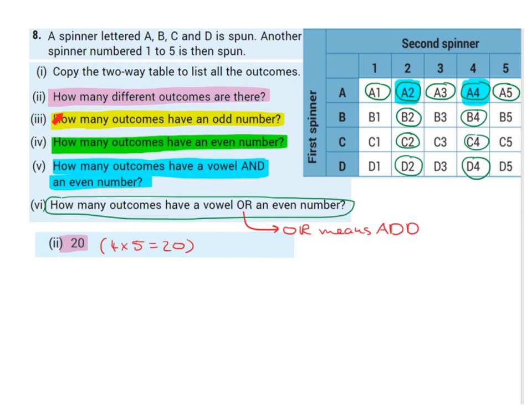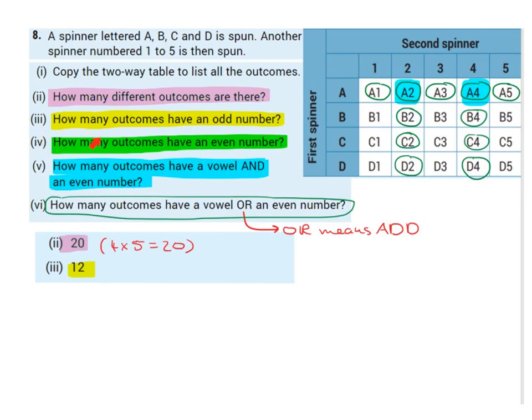Question 3. How many outcomes have an odd number? So 1, 3 and 5 are all the odd numbers. So we've got A1, B1, C1 and D1. So there's 4 odd numbers there. Then for the 3s we have another 4. And for the 5s we have another 4. So 4, 8, 12 outcomes are odd.